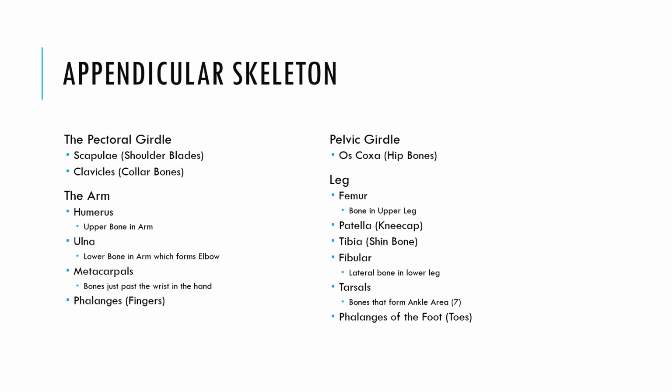The pelvic girdle includes the os coxa, which we call the hip bones. Our legs: the bone in the upper leg is known as the femur. The patella, which we know to be our kneecap. The tibia, which is the bone that makes up our shin. The fibular bone, or the fibula, the lateral bone in the lower leg. The tarsals, just like the metacarpals in the hand, are in the foot as well, which are the bones that form at the ankle area, and the phalanges of the foot, which are the toes.